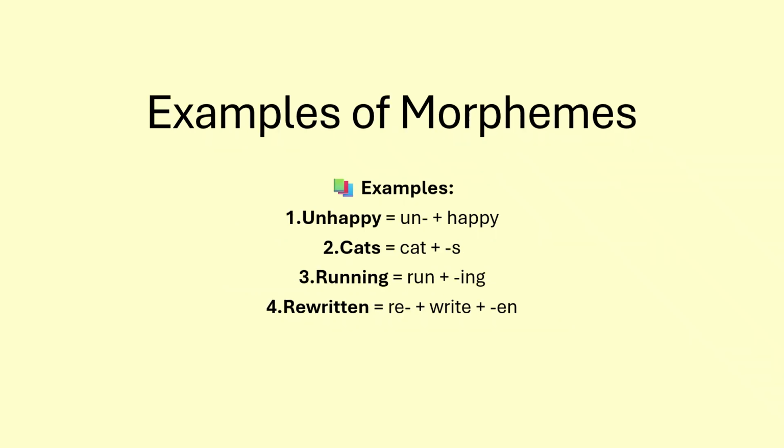Here we've got some examples of morphemes. We can see each example shows how multiple morphemes come together to create meaning. You'll notice how the bound morphemes change the word, adding tense or making it plural. Here we've got unhappy, which is two morphemes, the un and the happy; cats, cat and the s; running, run and the ing; and rewritten, we've got three morphemes there. We've got the re, the write, and the en.